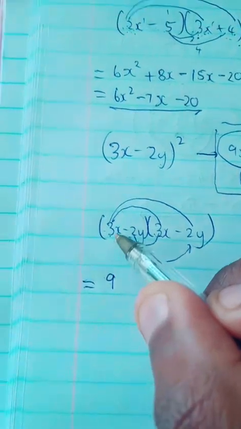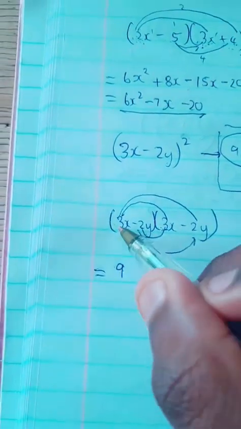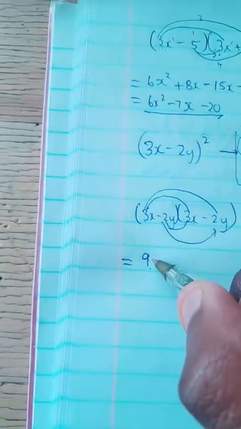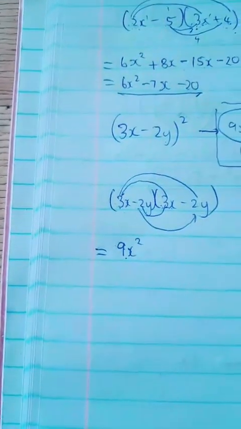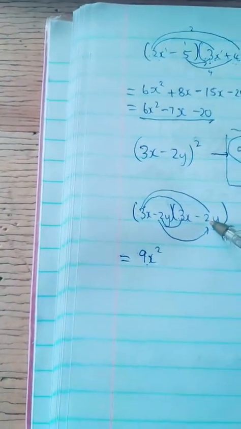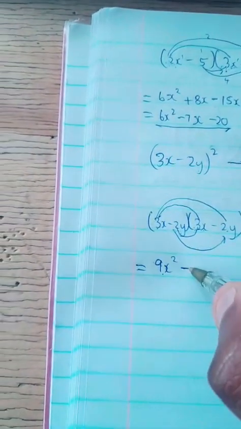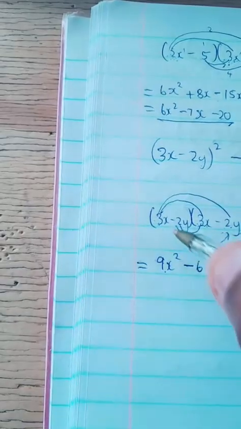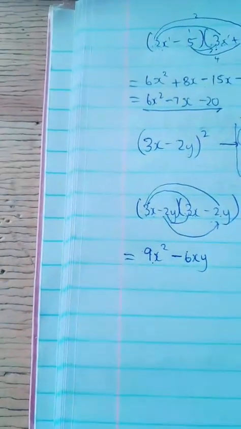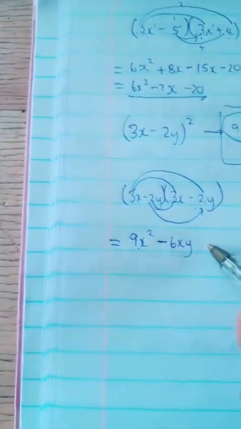So please come down. Positive times positive is positive. 3 times 3 is 9. Then letter x times x gives 9x squared. So thank you very much, Landy, you were spot on. Then 3x we distribute to negative 2y. Positive times a negative is negative. 3 times 2 is 6. X times y, combine the letters next to the 6, negative 6xy.